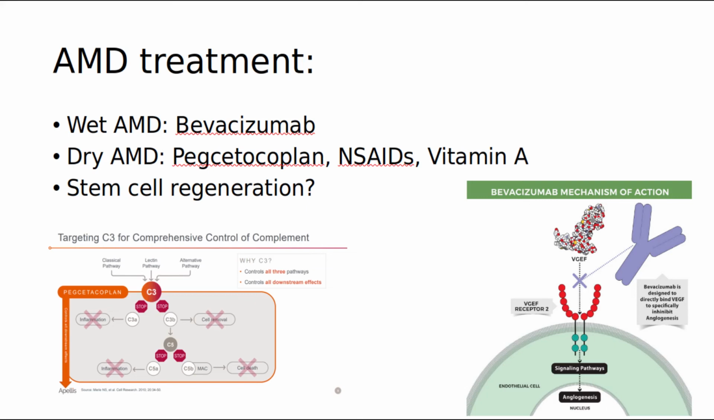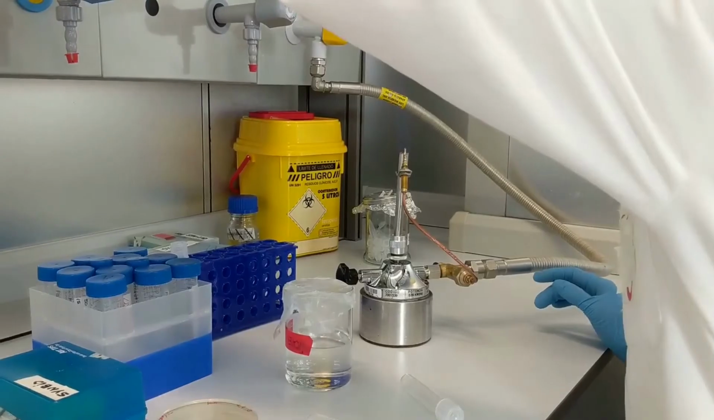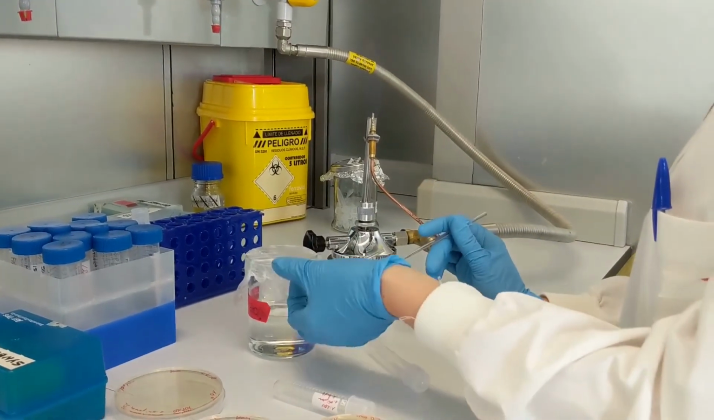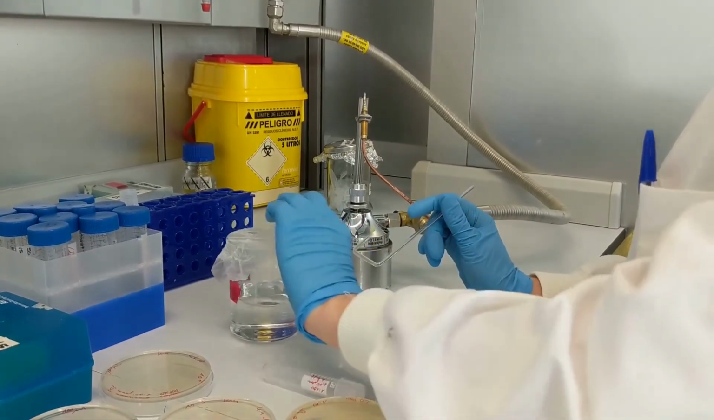And for dry age-related macular degeneration, drugs are aimed at reducing the inflammation. Examples may include pegcetacoplan, the C3 protein inhibitor, non-steroidal anti-inflammatory drugs, visual cycle modulators like synthetic vitamin A because it produces toxic vitamin A dimers more slowly than endogenous vitamin A. Additionally, lots of work is being done into stem cell replacement therapy, as this could potentially replace the lost retinal pigment epithelial cells.